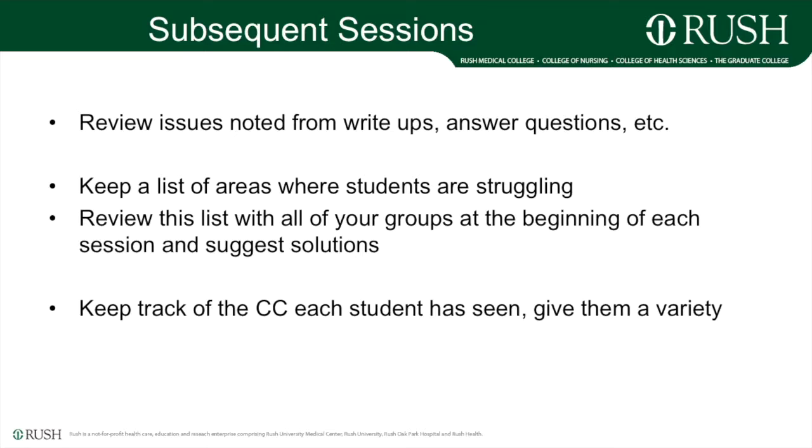Subsequent BCS sessions. At the end of their first BCS session, students will have received their graded H&Ps as well as their scores on their grading rubric. During subsequent BCS sessions, faculty should review issues they have noted from prior write-ups and answer any questions students might have. Sometimes I keep a list of areas where I find the students are struggling. During subsequent sessions, I review this list with my groups at the beginning of each session and suggest solutions. It's also important to keep track of the chief complaint that each student has seen. If this is a new group of students for you, before assigning patients, ask them what they have previously seen. Try to give them a variety of chief complaints.